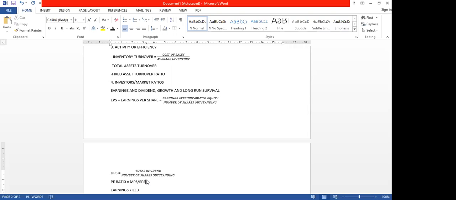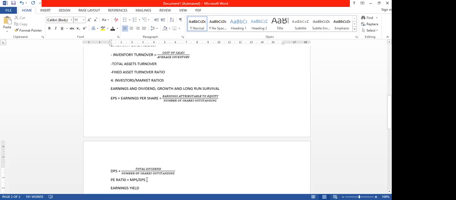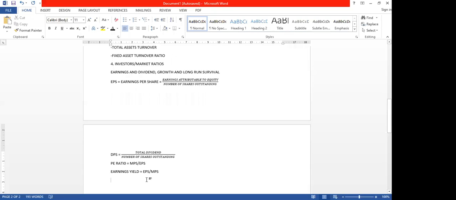So that's the PE ratio. Now, earnings yield is the reciprocal of PE ratio. You agree with me? Earnings yield is the reciprocal of PE ratio. That's EPS over MPS. Then dividend yield is DPS over MPS.